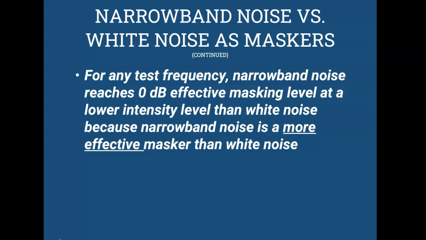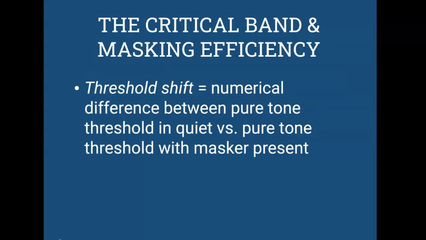For any test frequency, the narrowband noise reaches 0 dB effective masking level at a lower intensity level than white noise, because the narrowband noise is a more effective masker. All of the energy is concentrated in what we call the critical band, which is the next topic we're going to talk about. The critical band is the auditory system's way of processing sound information. The threshold shift is the numerical difference between the threshold in quiet versus the threshold when there's a masker present.